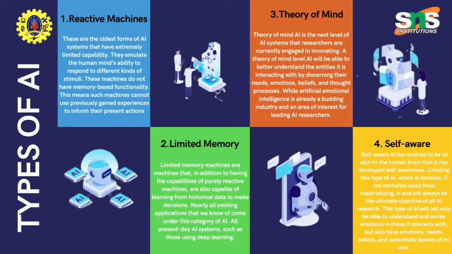The last is the self-aware. AI has evolved to be so akin to the human brain that it has developed self-awareness. Creating this type of AI is decades if not centuries away from materializing, and it will always be the ultimate objective of all AI researchers. This type of AI will not only be able to understand and evoke emotions in those it interacts with, but also have emotions, needs, beliefs, and potentially desires of its own.